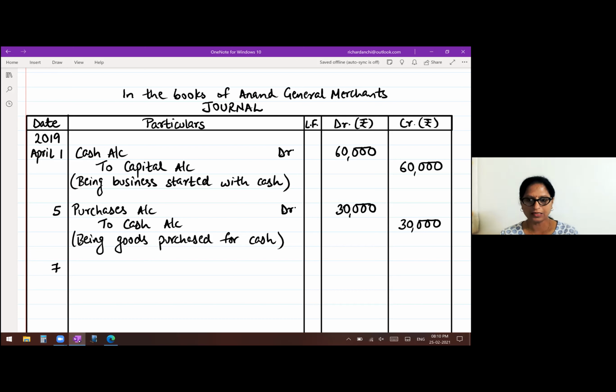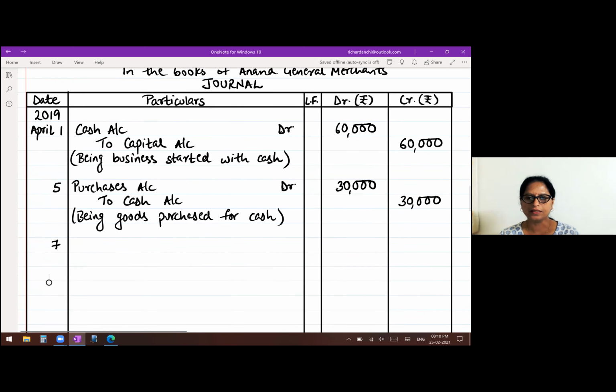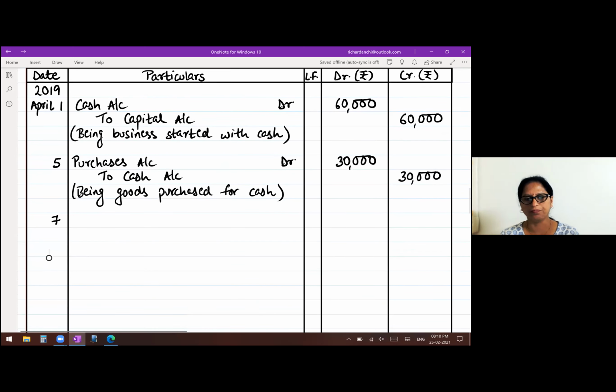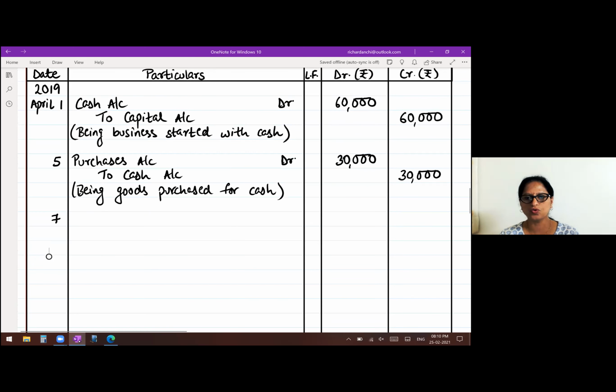So now this is a sale transaction. Are the words cash there? It is not there. So that means it is a credit transaction. And if it is a credit transaction, one of the accounts has to be a personal account. You are selling goods to Suresh. So the two accounts here are Suresh's account and sales account.